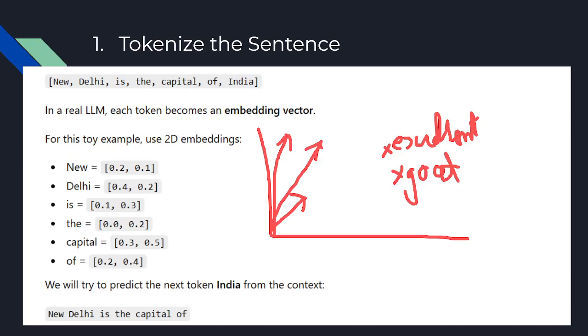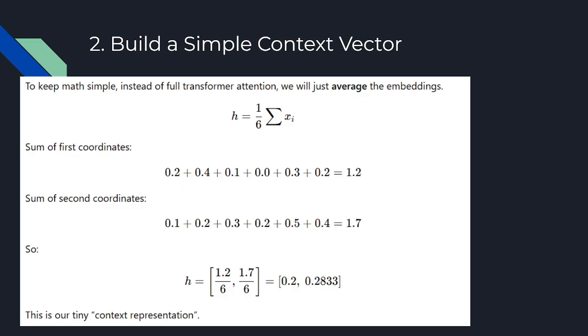So what we are doing over here is converting this entire sentence, New Delhi is the capital of India, into this two-dimensional vector space, which we have given over here. And these are just indicative embeddings. The embedding in the real world can be very complex in nature, but we are taking a small example and showcasing how it would run.